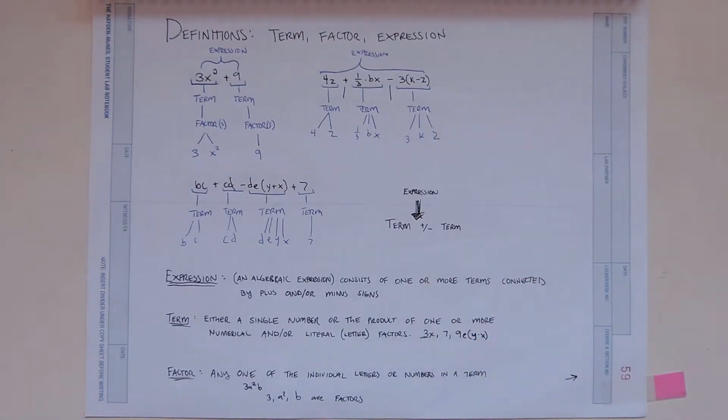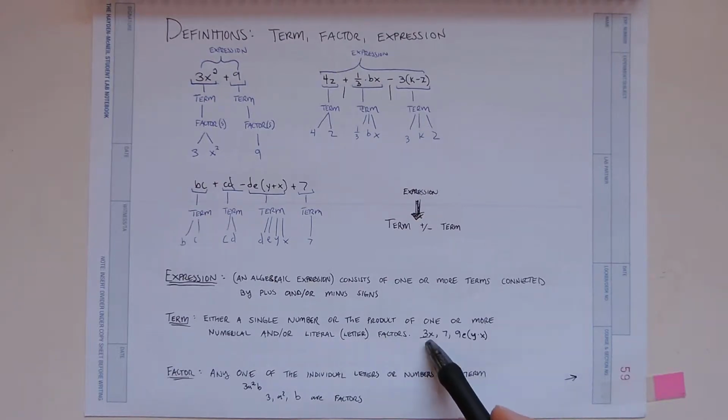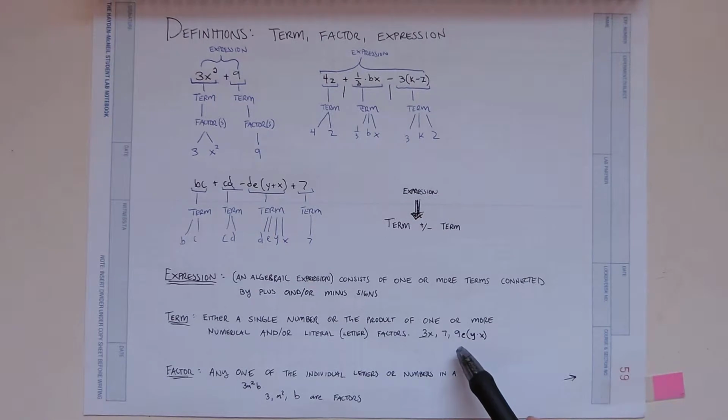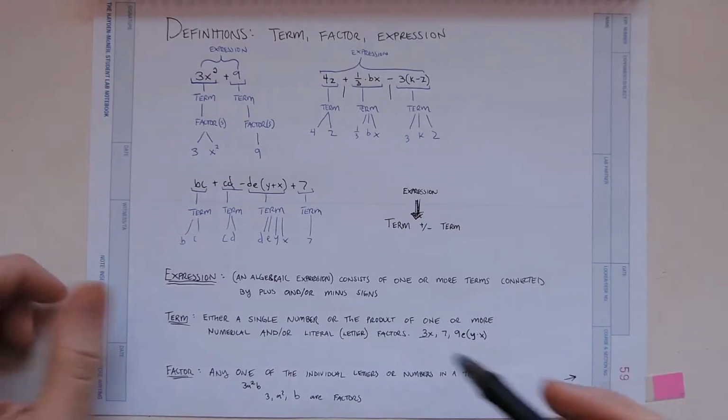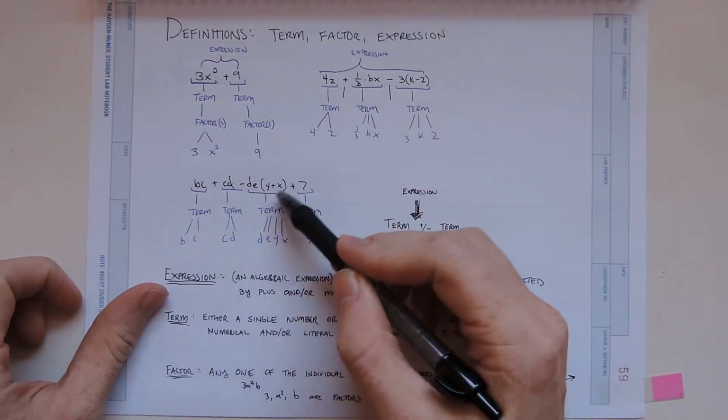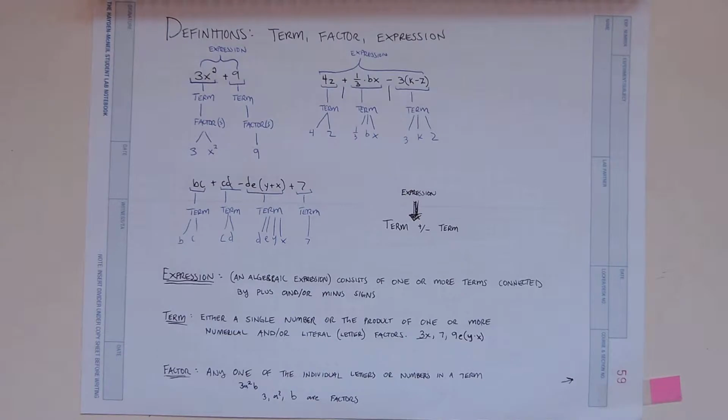So what's a term? A term is either a single number, as we can see here, or it's the product of one or more numerical and/or literal factors, as we can see here. So a term can be really big or it can be really small. So 3x can be a term, 9e times y times x can be a term as well. It's really anything sandwiched between that plus or minus that becomes a term.